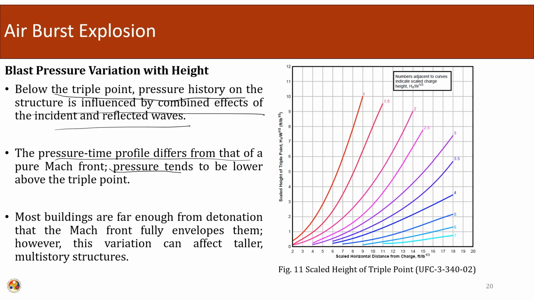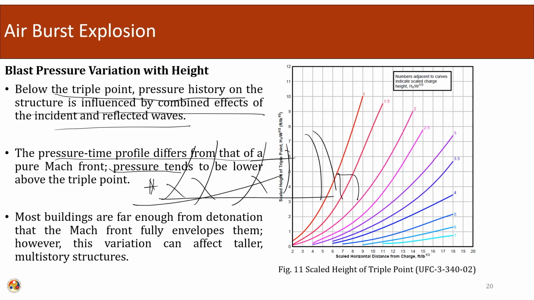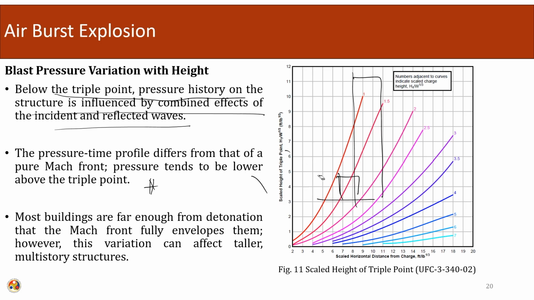Most buildings are far enough from the detonation that the Mach front fully envelops them. However, this variation can affect taller multi-story structures. If the explosion is occurring significantly far from the structure, then by the time it reaches the structure there will be an interaction of the incident and the reflected pressures, and the Mach front will be higher than the structure itself. But if the building is significantly higher, then the variation of the blast load will occur, since the entire structure is not engulfed by the pressure loading.